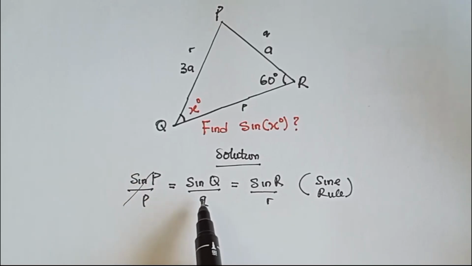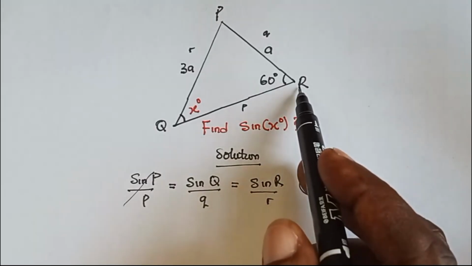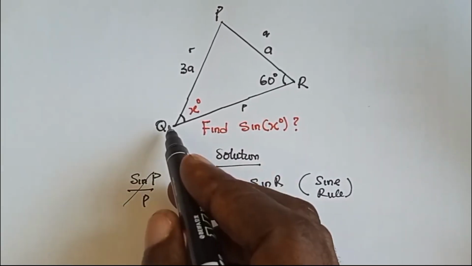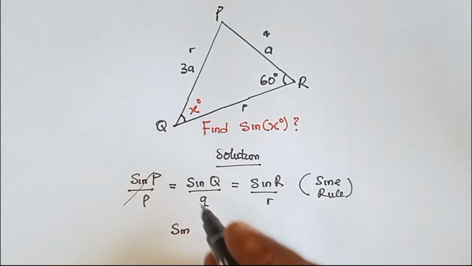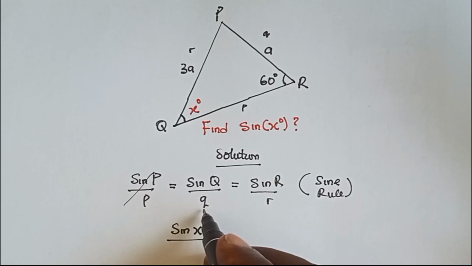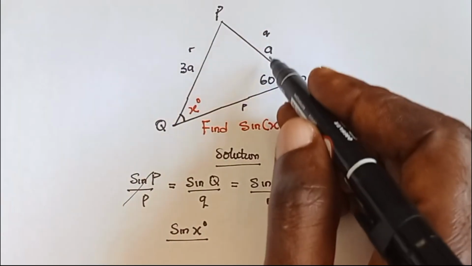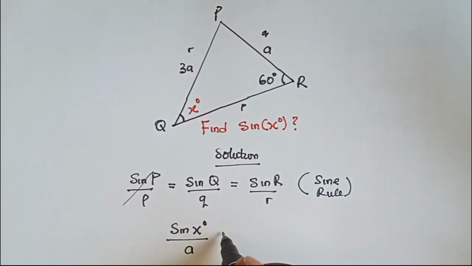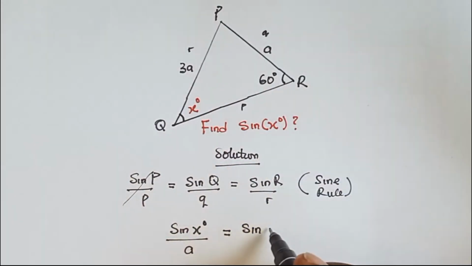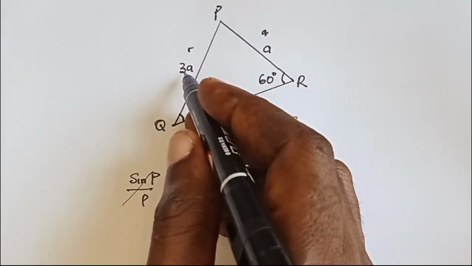Alright, so what we need to do is to equate this to this because we have Q and we also have R. From here, what is our Q? Our Q is the x degree, so we write x degree. Then what is our small letter q? It is a. This side is small letter q, and what we have there is a. Then equals sine R. What is our angle R? 60 degrees. And our side r, what do we have there? We have 3a.